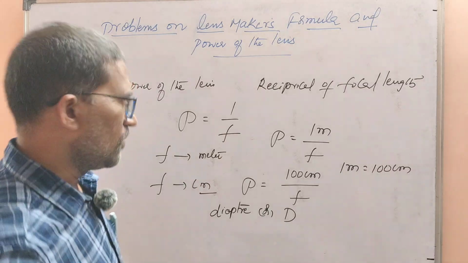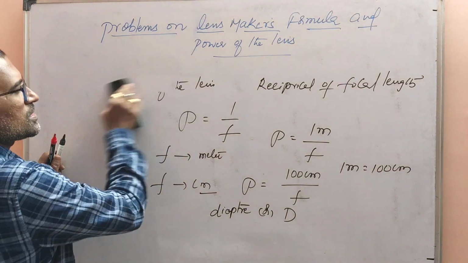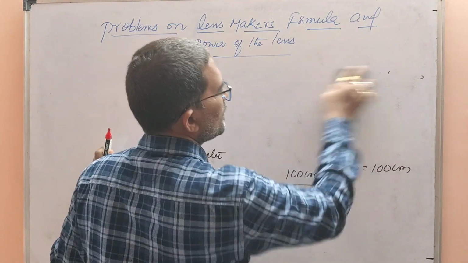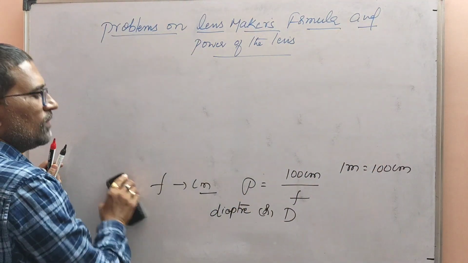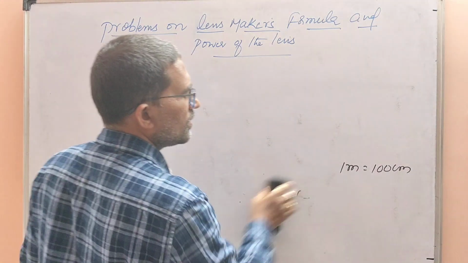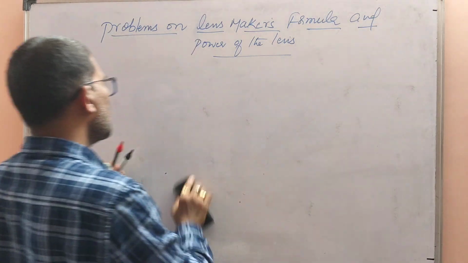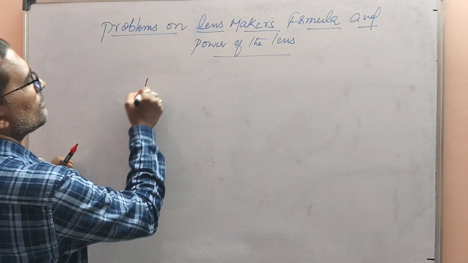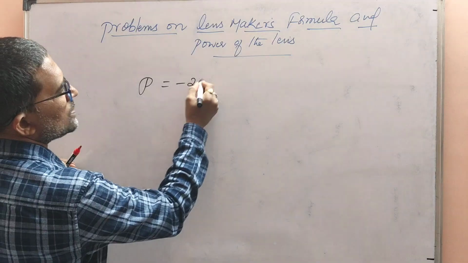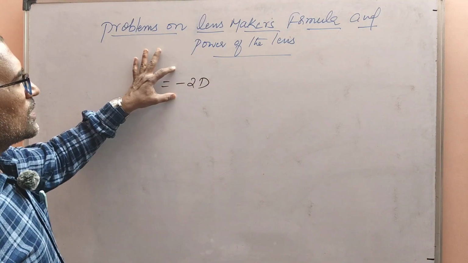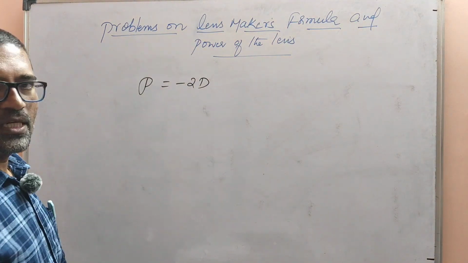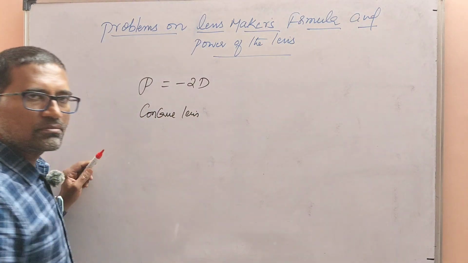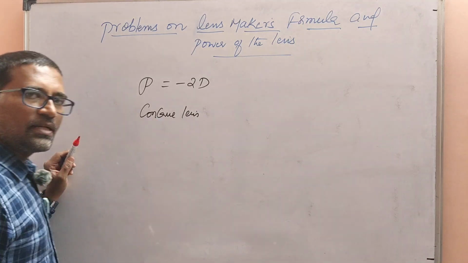Are you understanding? Now I will give you one simple tip: based on the power of the lens, or based upon the focal length, can we guess what type of lens it is? Definitely we can do that. For example, if the power of the lens is minus 2D, then the lens is a concave lens.